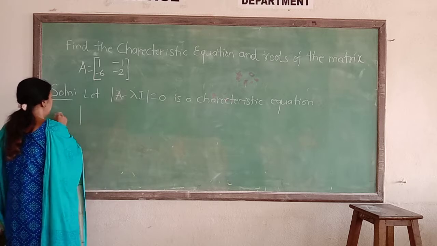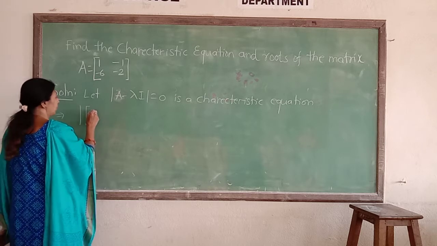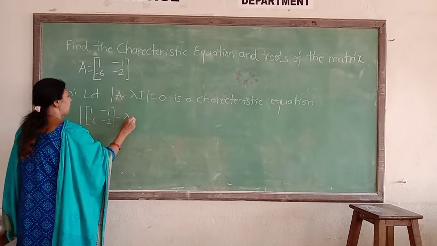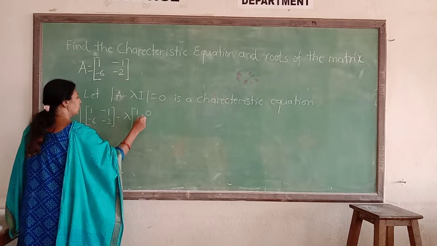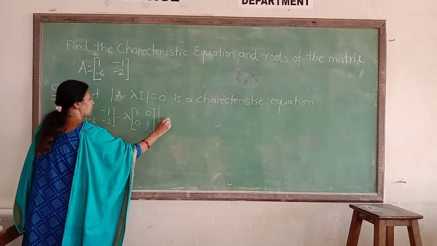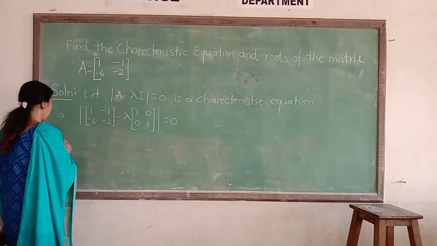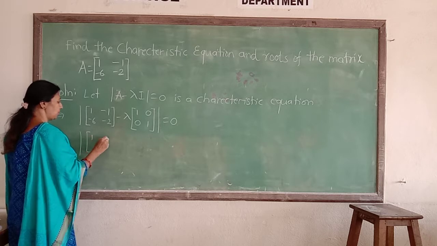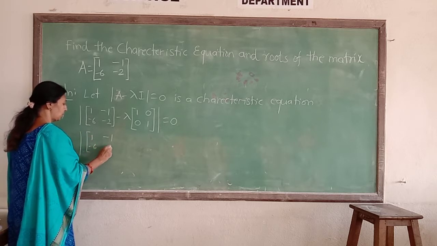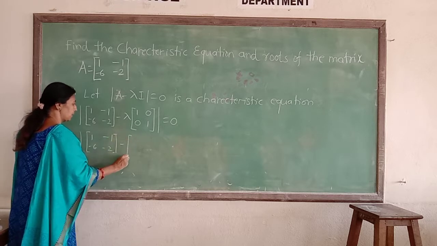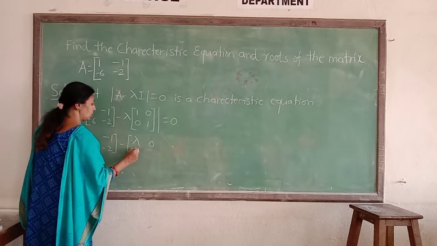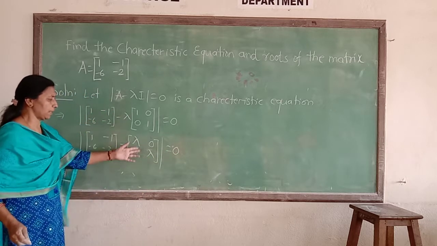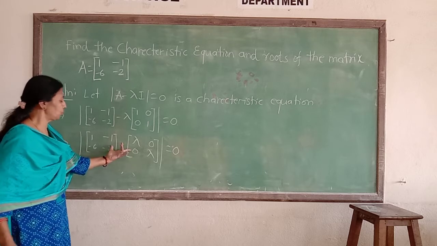So here continuing, it implies that the A value is [1 -1; -6 -2] minus lambda into [1 0; 0 1], that is equal to 0. Now that implies we subtract these two. First multiply this, that is as it is [1 -1; -6 -2], minus [lambda 0; 0 lambda] equal to 0. Only have multiplied here, nothing much. Now to subtract these two matrices.